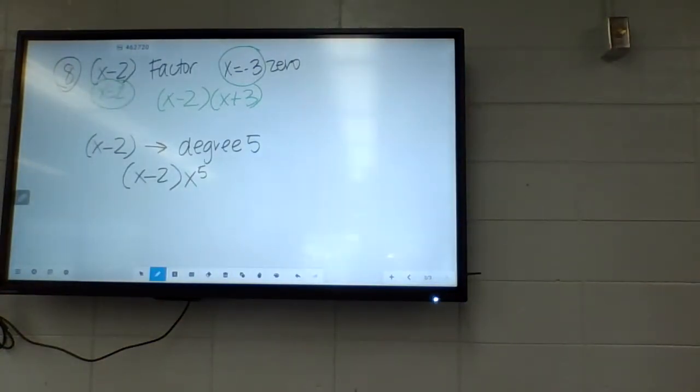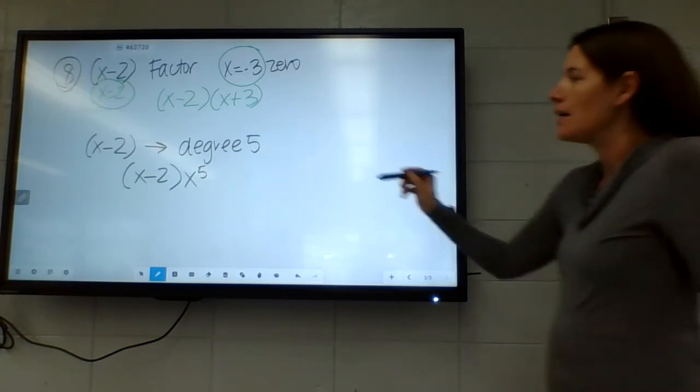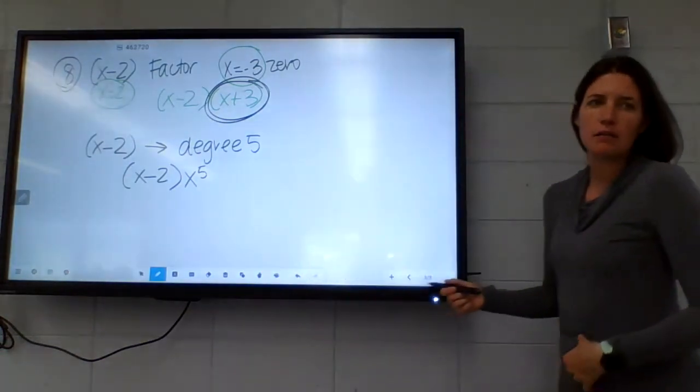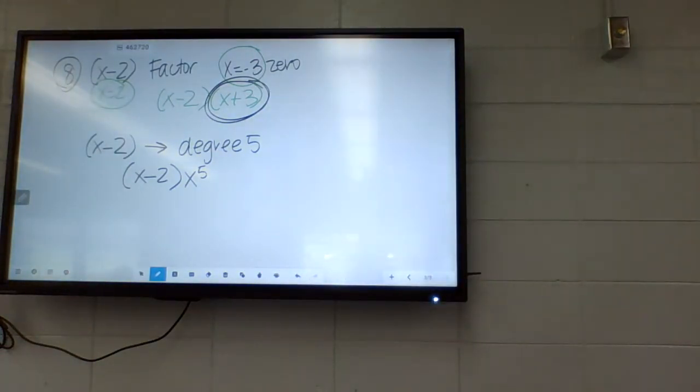And then it said, what's the remainder when that original function's divided by x plus 3? If this is a 0 or a factor, what's the remainder going to be? 0. That's all. So this one was just trying to get you to think about different pieces of this. And then number 16.